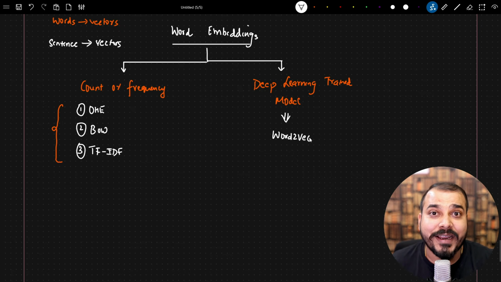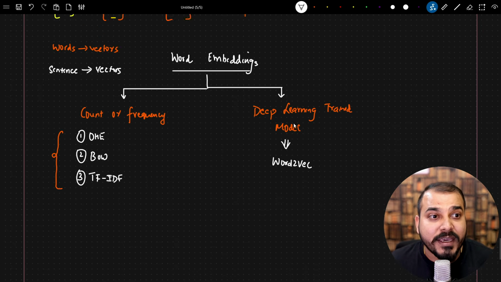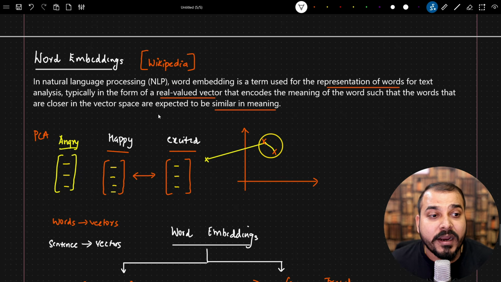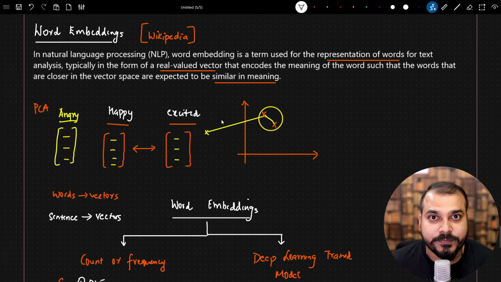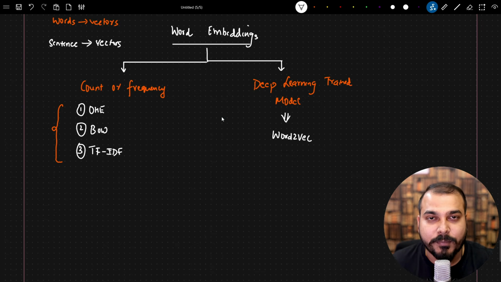It is a word embedding technique which will efficiently convert a word into a vector, making sure that words expected to be similar in meaning remain similar when converted into vector space. Along with that, it will also give you a very good representation of the words, right? Sparsity will not be there and all. There are many points which I'm going to discuss in the upcoming videos with respect to Word2vec.